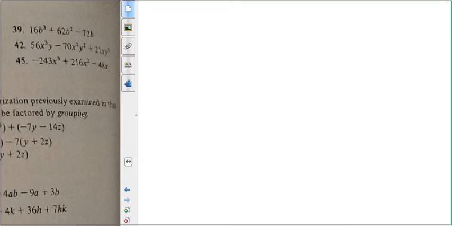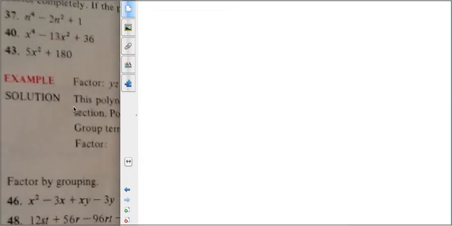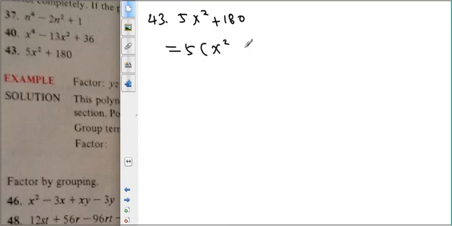Alright, number 43. 5x squared plus 180. Then 5 is a common factor. Then we have x squared plus 36. And in this case, can we factor this one any further? It's a sum of squares. It's a plus sign, not a negative sign. And I guess that's it. That's all we can do. Let's look at number 44.